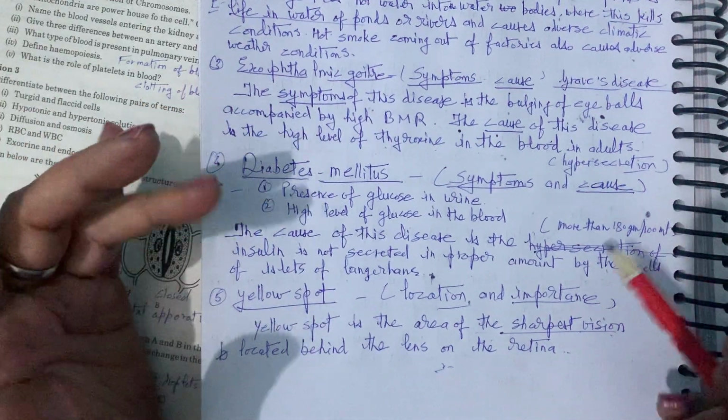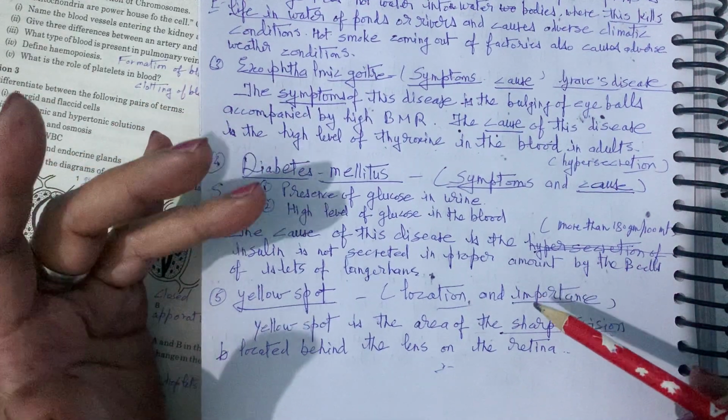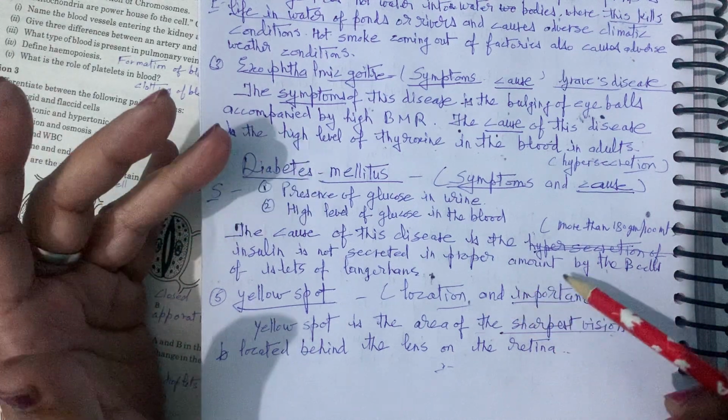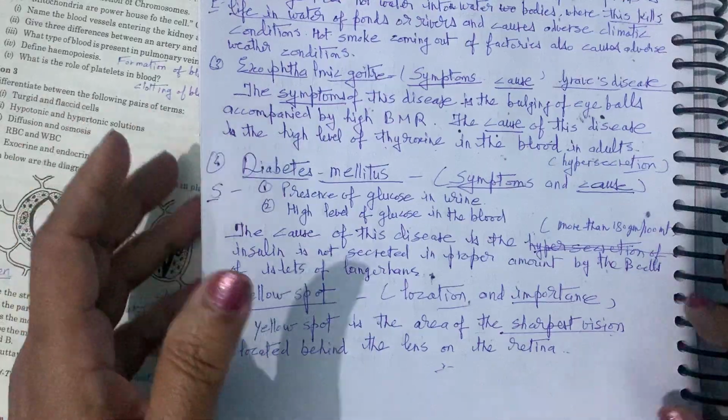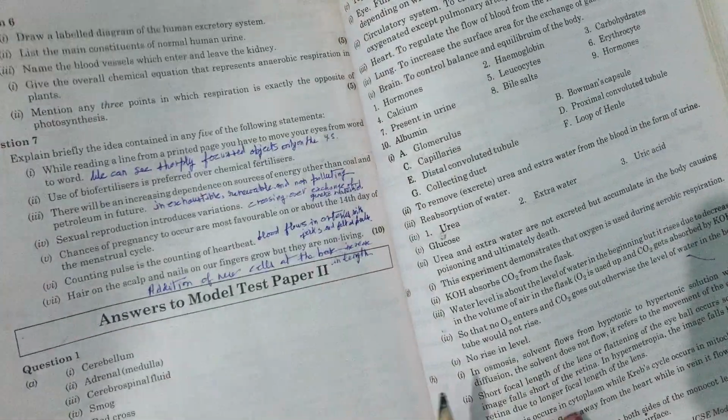Yellow spot, it is located in the retina. In the eyeball, it is the point behind the lens on the retina where the sharpest image is formed. Right? Okay. Now this I told you briefly.